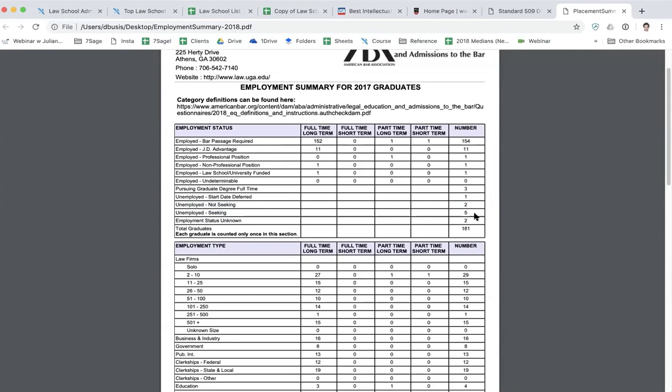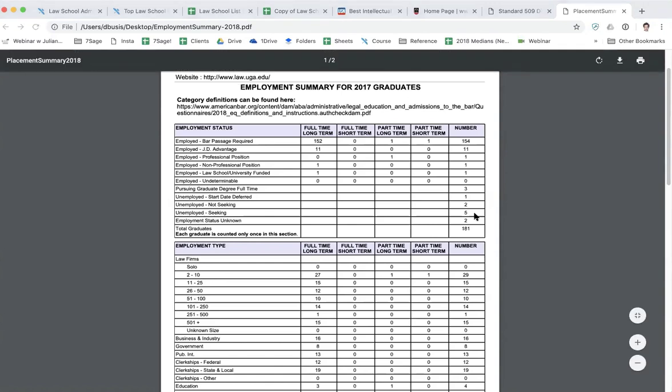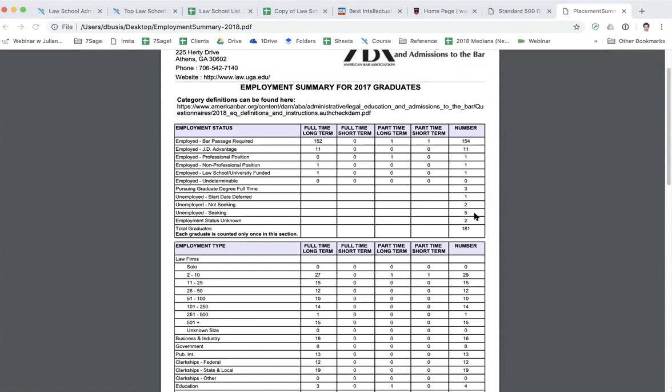But you'll want to look at, from the top, all the employed for what kind you deem important. If at this moment you want a job where bar passage is required, look at that number in comparison to the total number and ask, is this a good percentage to me? So that's what I just did. That looks like about 86%? 154 divided by 181, 85%.